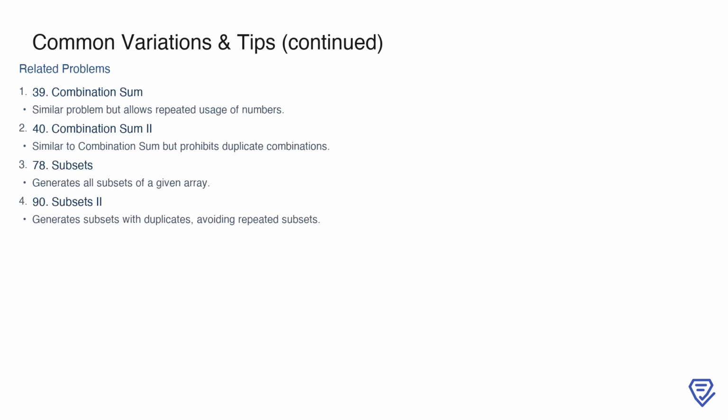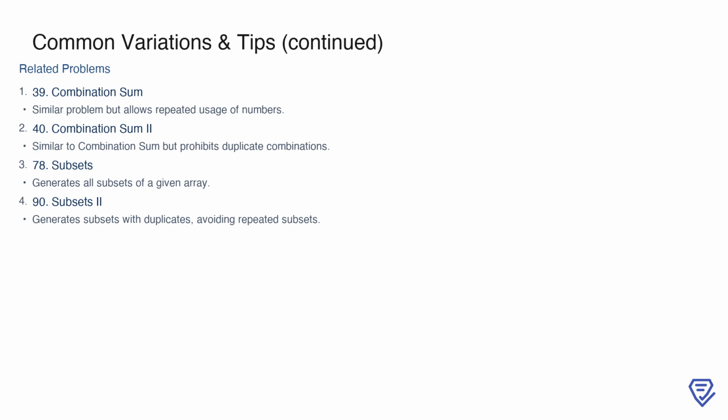There are also related problems that you might encounter, which build on similar concepts. For instance, problem 39, Combination Sum, is closely related, but it allows repeated usage of numbers, making it slightly different from this one. Problem 40, Combination Sum 2, is another variation, which prohibits duplicate combinations but still bears similarities.